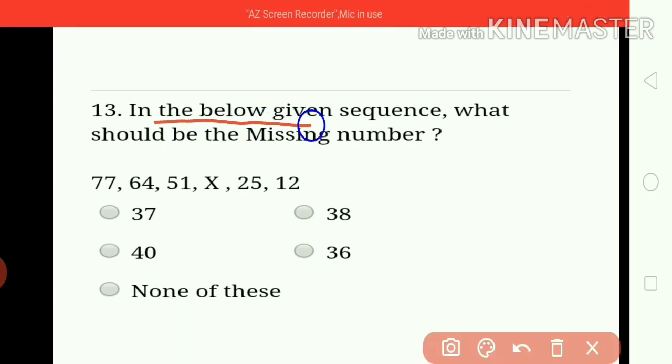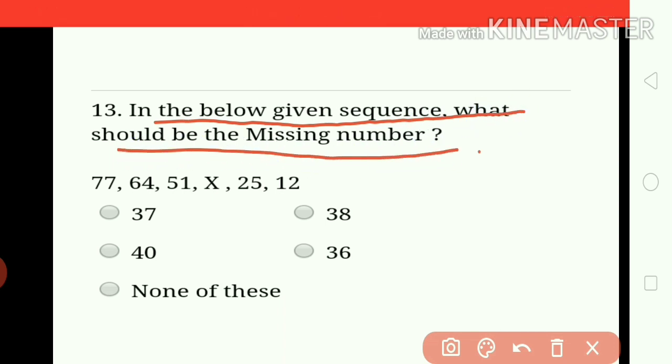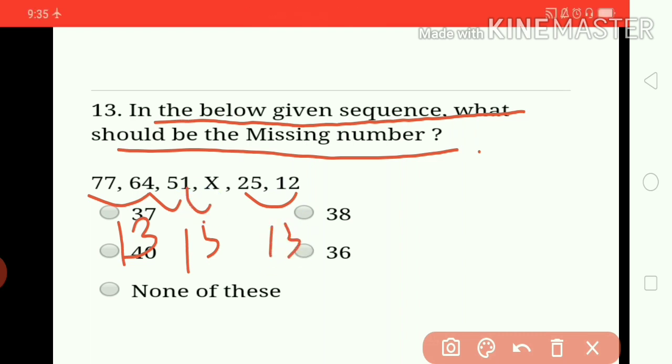In the below given sequence, what should be the missing number? Okay, let us check. The difference of these two, 7 minus 4 is 3, 7 minus 6 is 1. The difference of these two is 4 minus 1 is 3, 6 minus 5 is 1. Now the difference of these two is again 13. So the difference of 51 and x is also 13, and the difference of x and 25 is also 13.